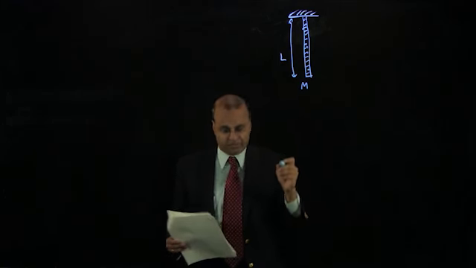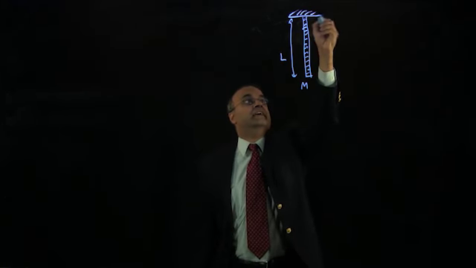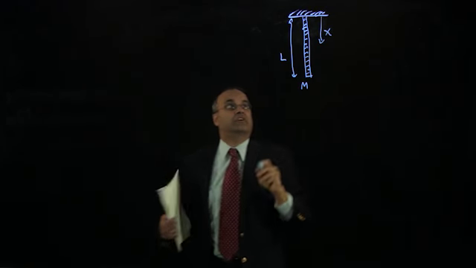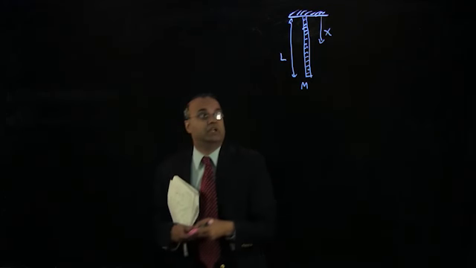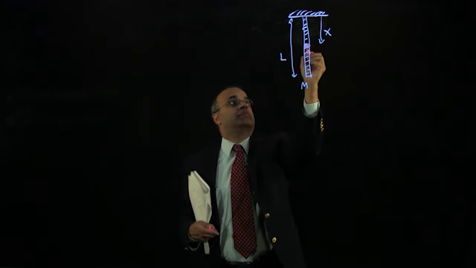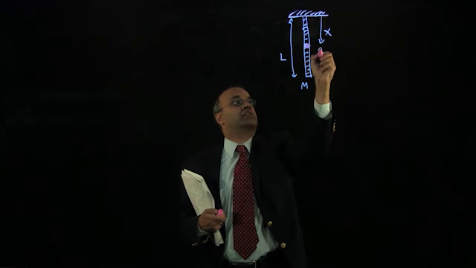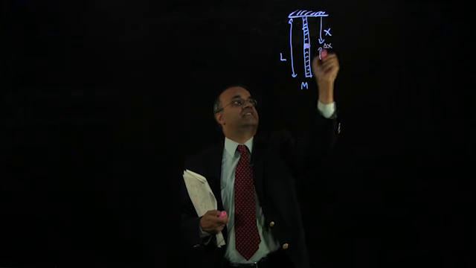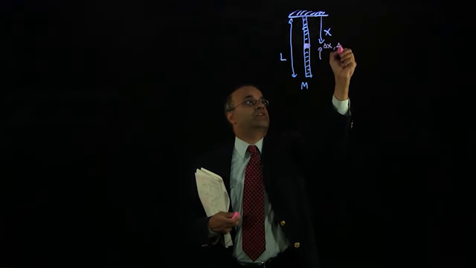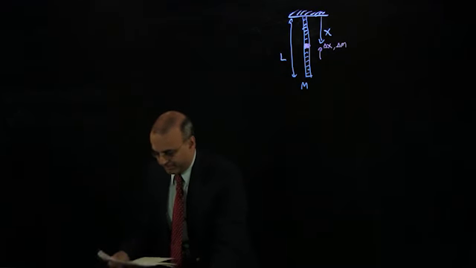What we'll do is examine a piece at some position x. So I'm measuring x from the top. And let's say I define a little element here, which is at a position x and which has an extent delta x. So this thickness is delta x, and we'll call the mass of that little element delta m. Okay?